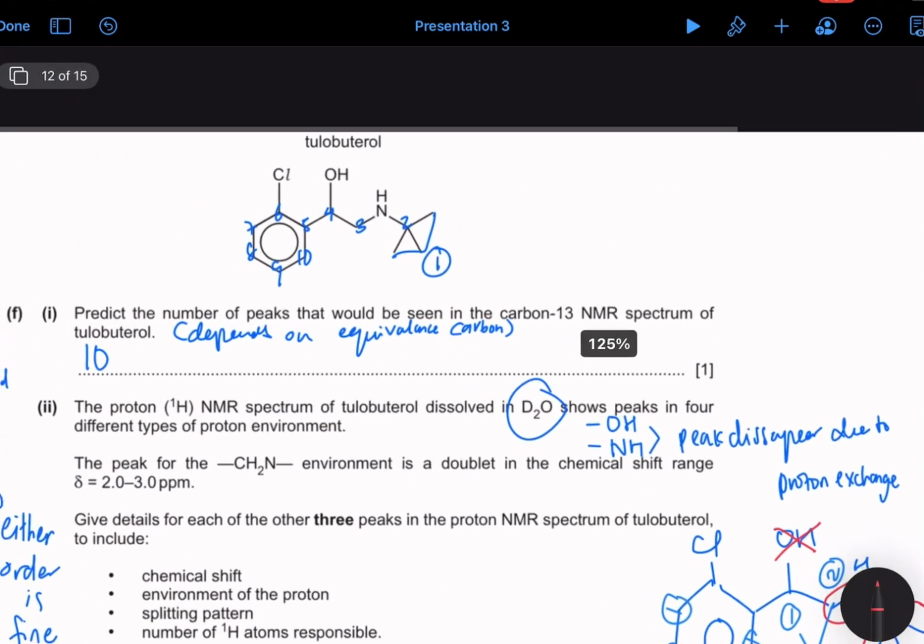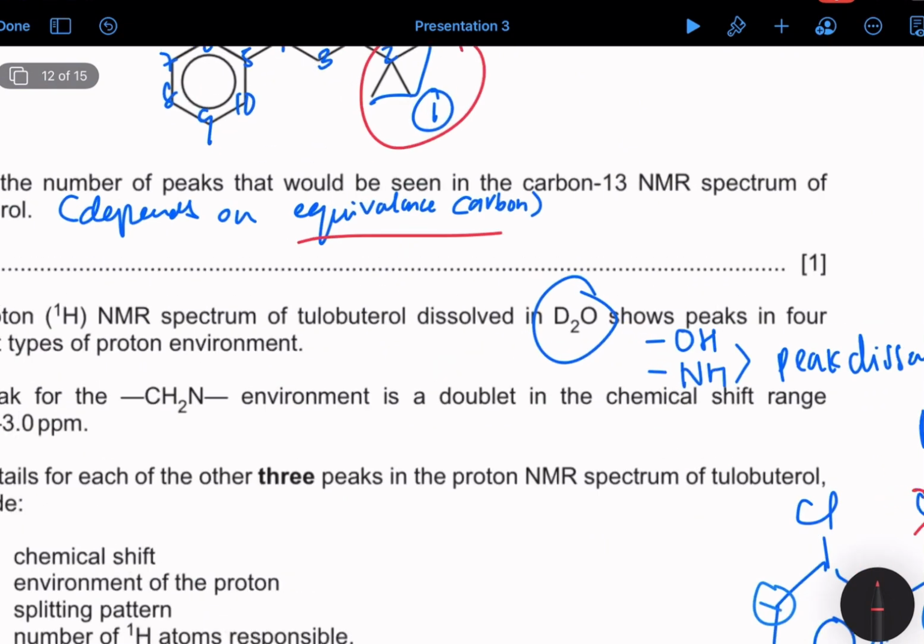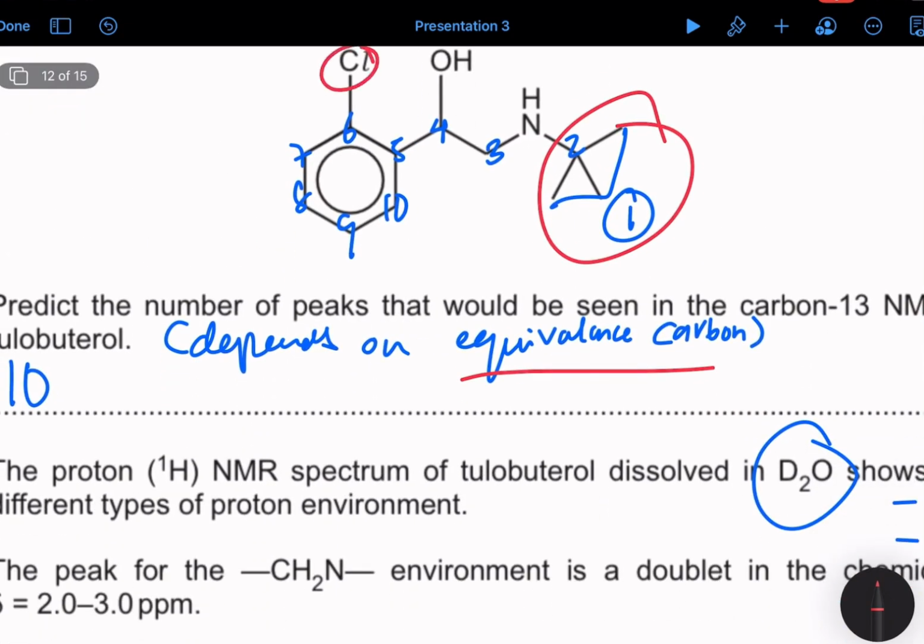For question F(i), predict the number of peaks that will be seen in carbon-13 NMR. This depends on the equivalent carbons. This one is all the same, but this one, because it's bonded to Cl, is not the same anymore, so they're no longer equivalent. So there are 6 different carbons.